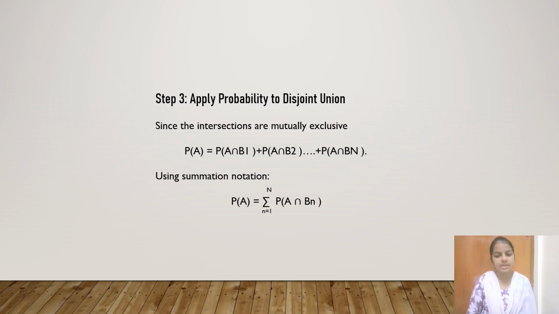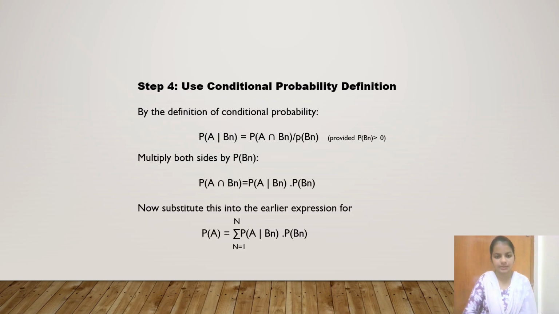Since the intersections are mutually exclusive, P of A equals P of A intersection B1 plus P of A intersection B2 and so on, plus P of A intersection Bn. Using summation notation, we get the equation P of A equals the summation from n equals 1 to n of P of A intersection Bn.